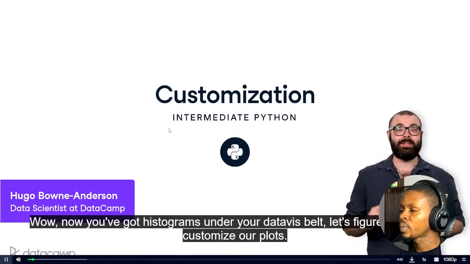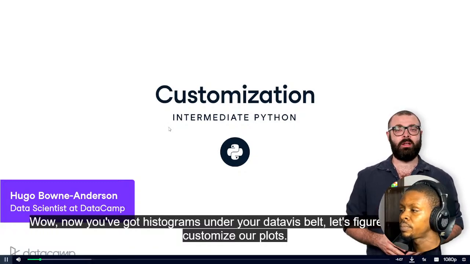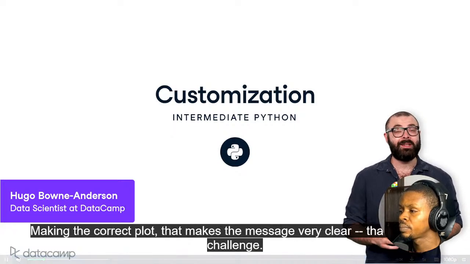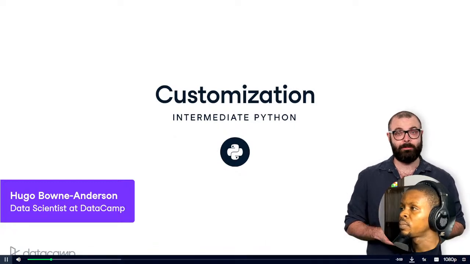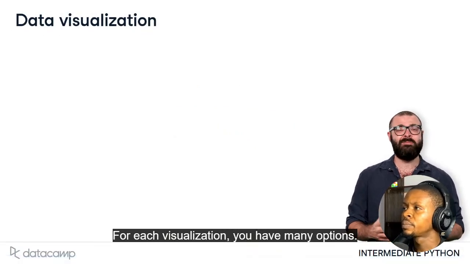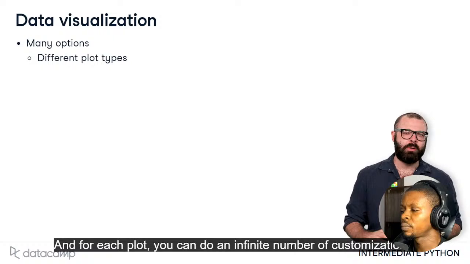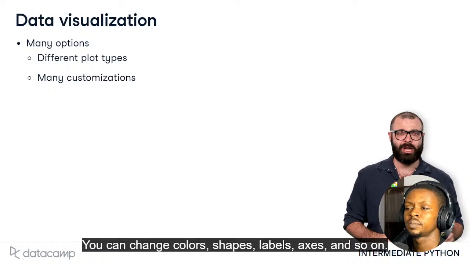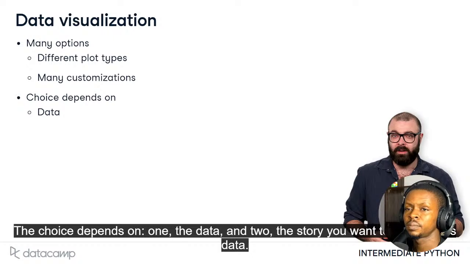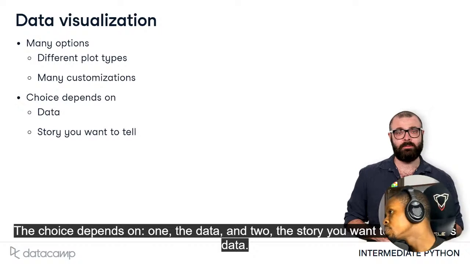Wow, now you've got histograms under your data viz belt, let's figure out how to customize our plots. Creating a plot is one thing. Making the correct plot that makes the message very clear, that's the real challenge. For each visualization, you have many options. First of all, there are the different plot types. And for each plot, you can do an infinite number of customizations. You can change colors, shapes, labels, axes, and so on. The choice depends on 1. the data, and 2. the story you want to tell with this data.